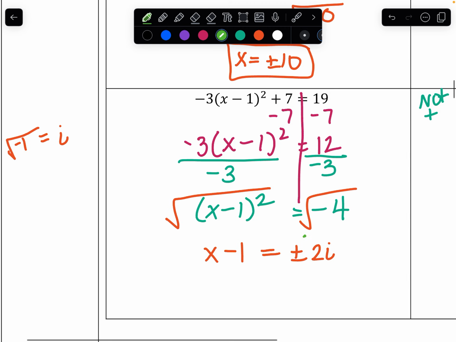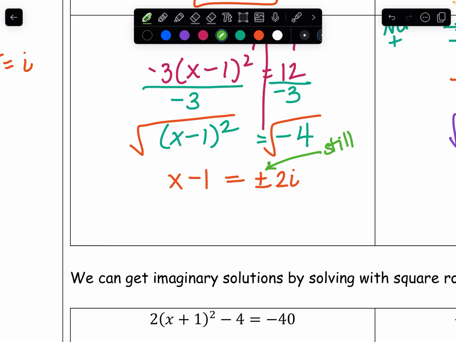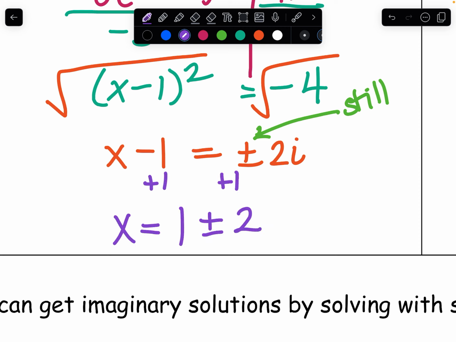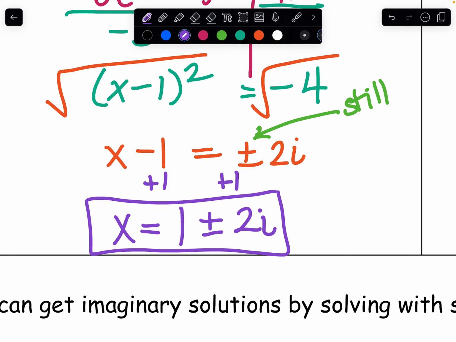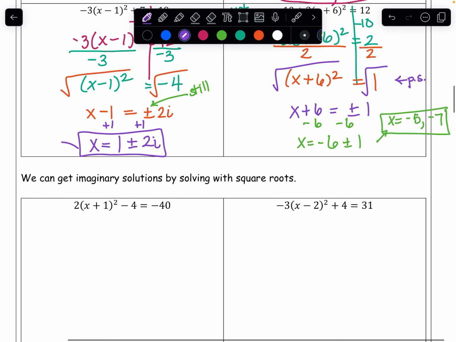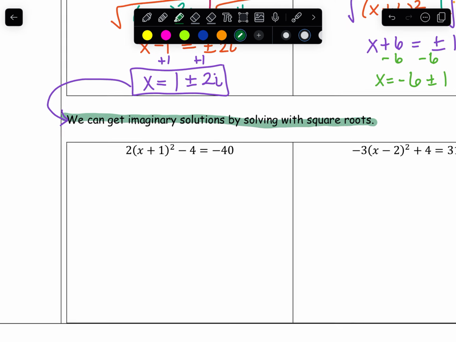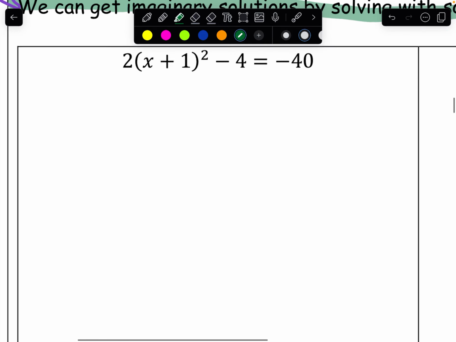We still have that plus or minus still there, but that is our final answer. Oops, that's how we simplify the square root of negative 4. And so we still have one more step because our x is not isolated, giving us 1 plus or minus 2i. And so this kind of goes with this statement right here. We can get imaginary solutions by solving square roots. And so we're going to practice that with these two problems right here.